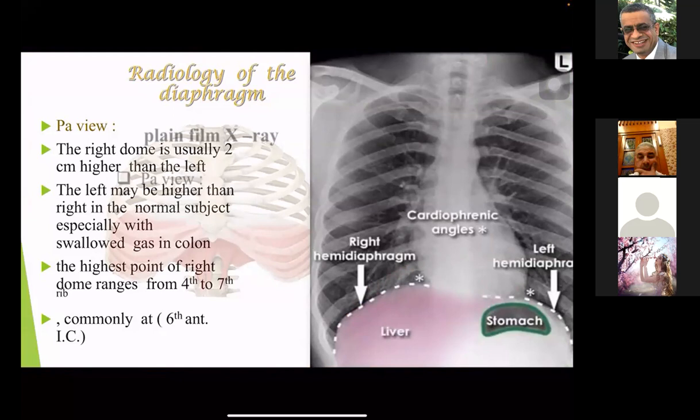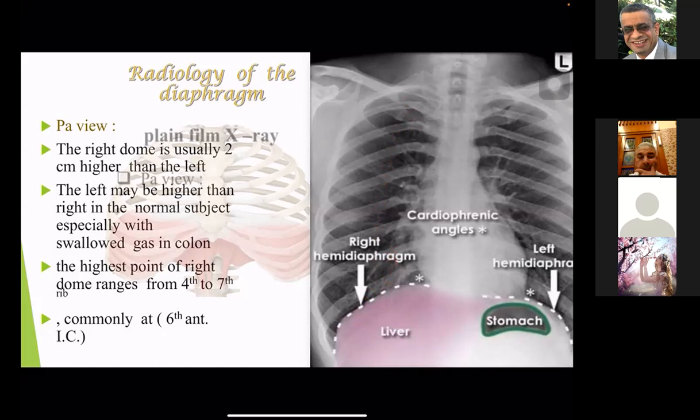The highest point of the right hemidiaphragm should be at the sixth anterior intercostal space, ranging from 4 to 7. As we see here, this is the first, second, third, fourth, fifth, sixth, and seventh. This is at the seventh, and it ranges from 4 to 7.